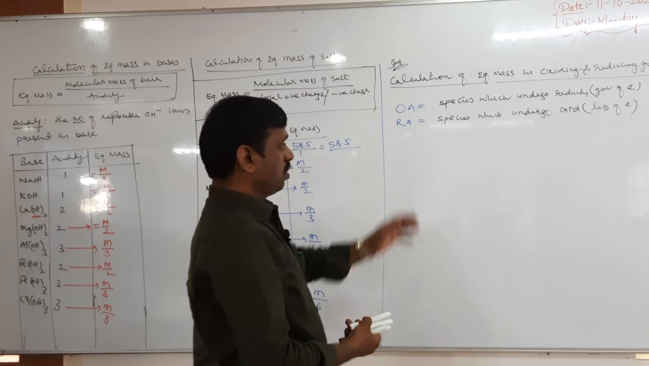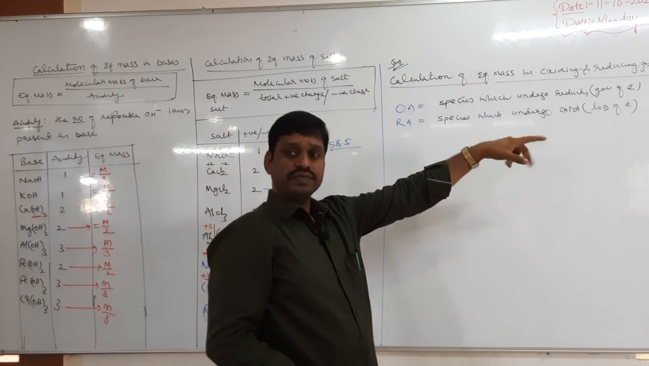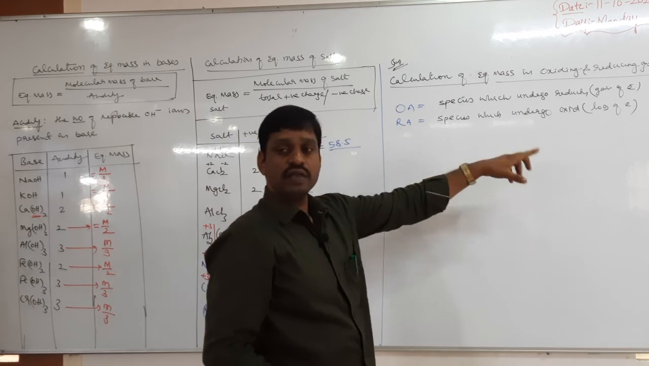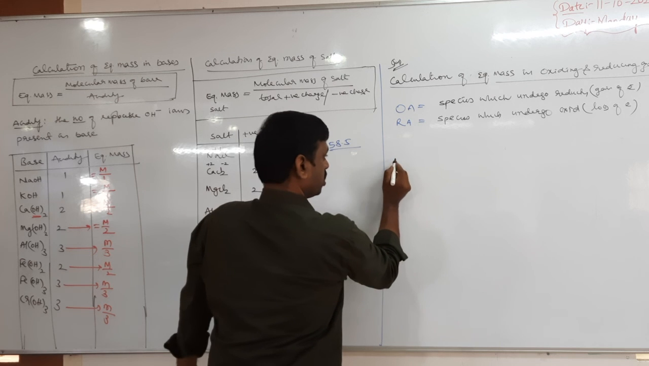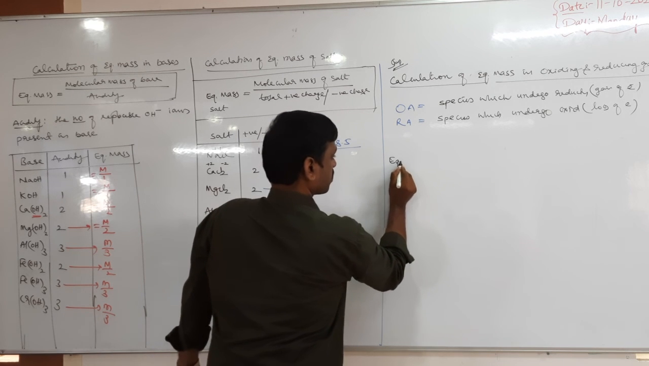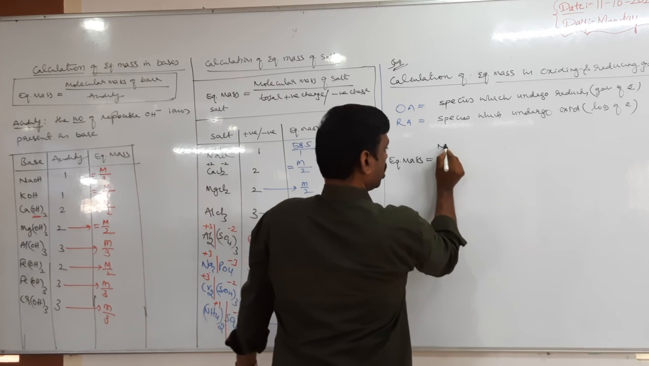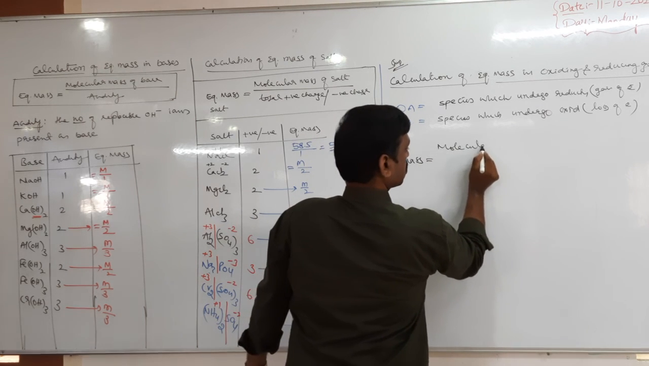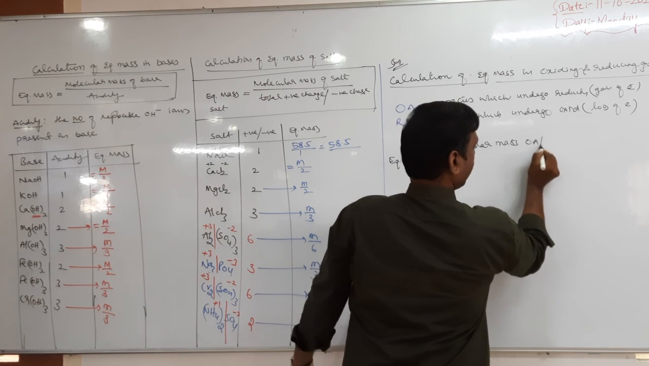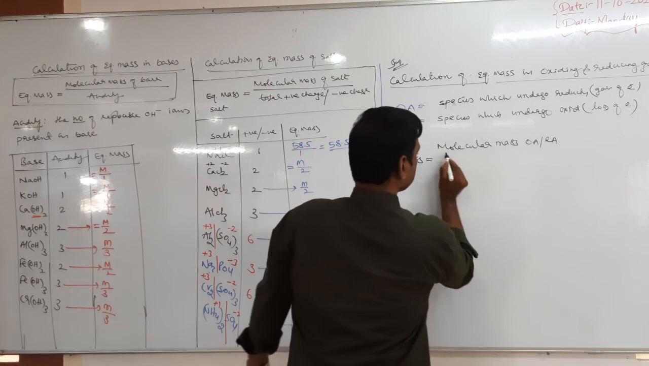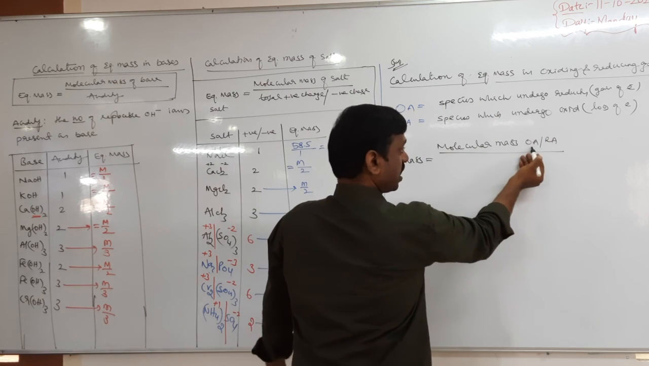So therefore, an oxidizing agent can gain electrons, and a reducing agent can lose electrons. So then, what is equivalent mass? Equivalent mass is equal to the molecular mass of the oxidizing or reducing agent divided by, if it is an oxidizing agent, what happened?